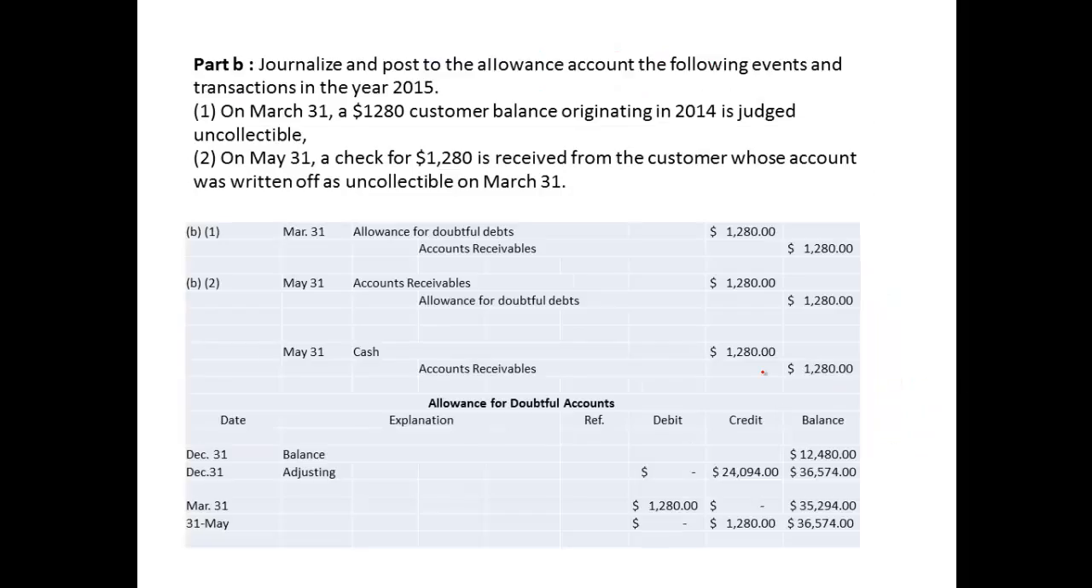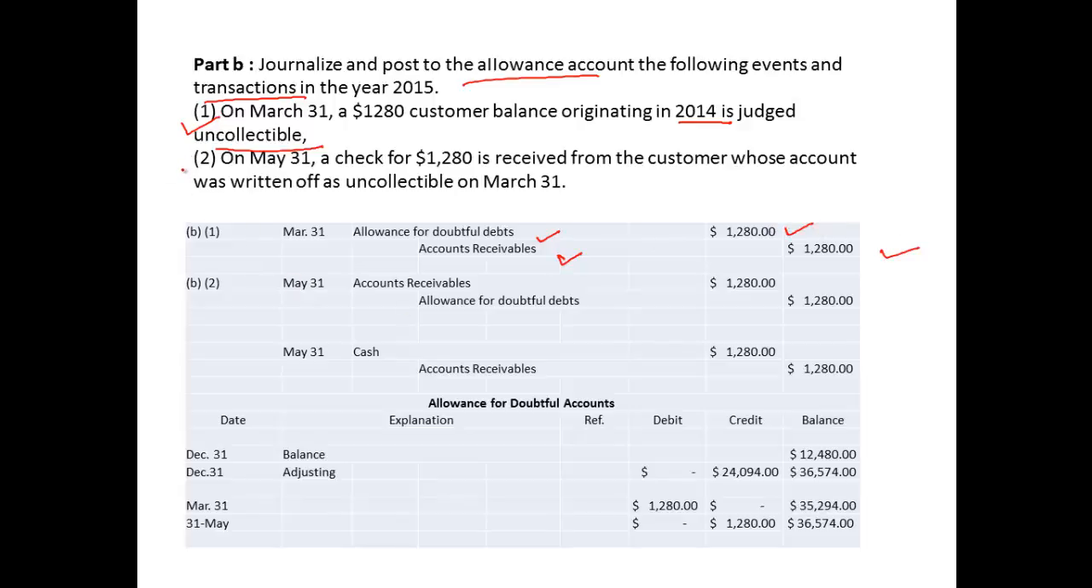Now, coming to the next, in part B, we are asked to journalize and post to the allowance account the following events and transactions. Transaction number 1. On March 31st, a $1,280 customer balance originating in 2014 is judged as uncollectible. So, we will pass the journal entry for this as allowance for doubtful accounts debited, and accounts receivable credited, with $1,280.